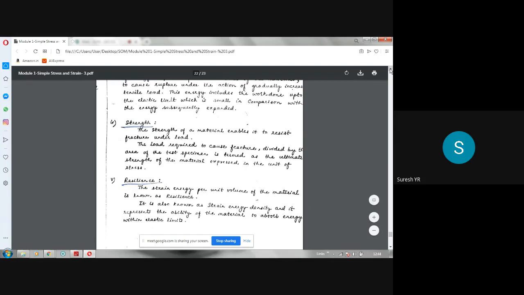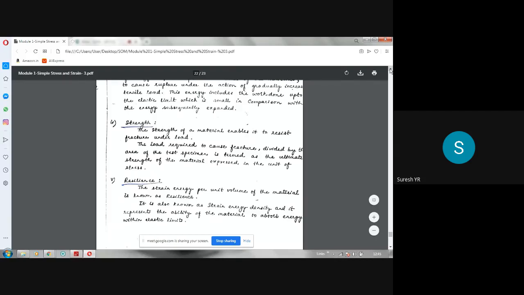Then problems on generalized Hooke's law. That means given the stresses, how to find the volumetric strain and change in volume. So that we discussed.